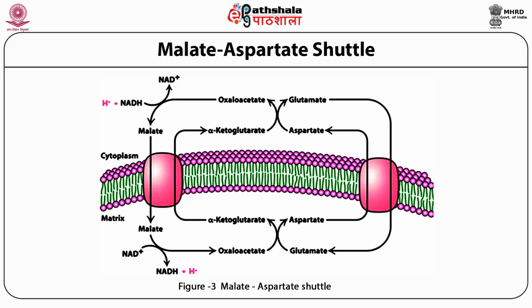The net effect of the malate-aspartate shuttle is purely redox. NADH in the cytosol is oxidized to NAD+ and NAD+ in the matrix is reduced to NADH. Since the malate-aspartate shuttle regenerates NADH inside the mitochondrial matrix, it is capable of maximizing the number of ATPs produced in glycolysis, ultimately resulting in a net gain of 38 ATP molecules per molecule of glucose metabolized.